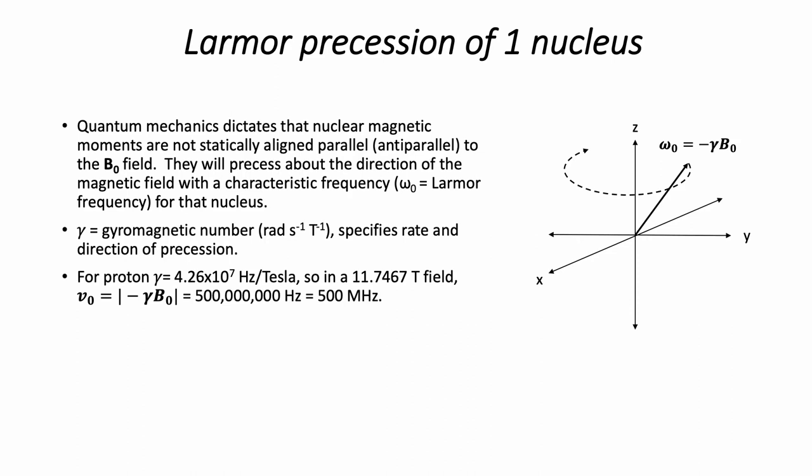Gyromagnetic ratio can be specified in either radians per second per Tesla or in hertz per Tesla. I apologize for not being too careful in that I will jump back and forth between the two. So for a proton, if we take a magnet that's 11.75 Tesla and we put our sample in there, it's going to precess around the field at 500 megahertz.